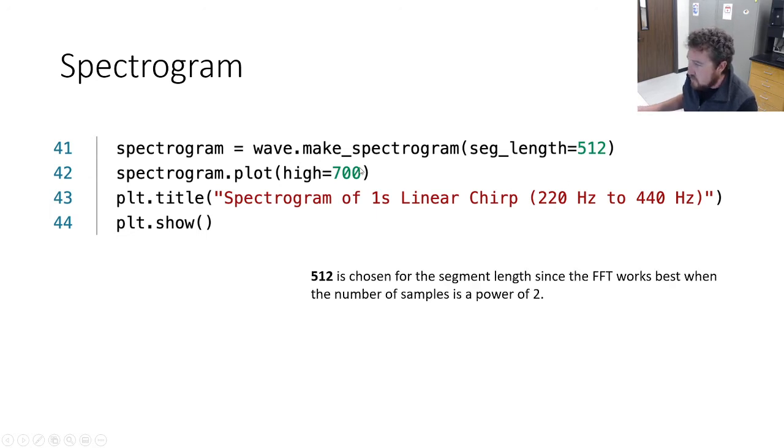So yeah, 512 is chosen for the segment length since the Fourier transform, the FFT algorithm itself, works best when you have a number of samples that is a power of 2. So you want to choose something like that.